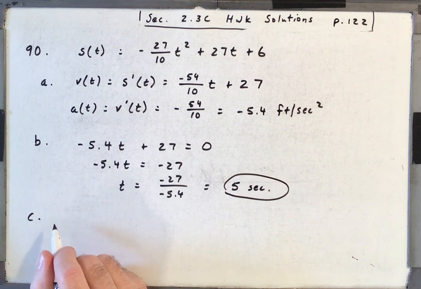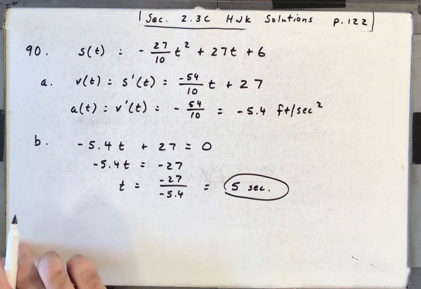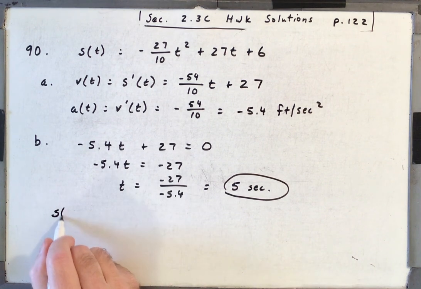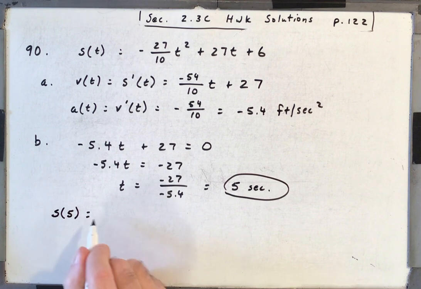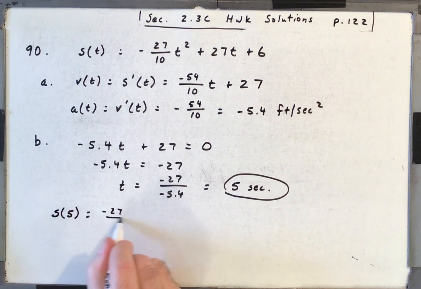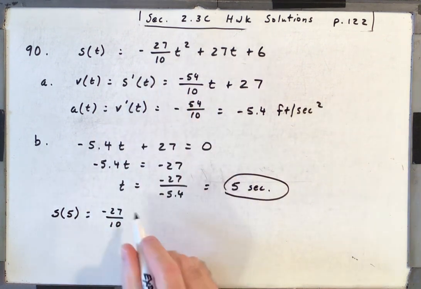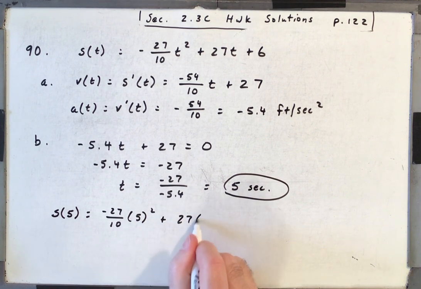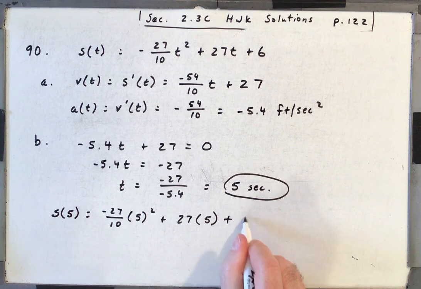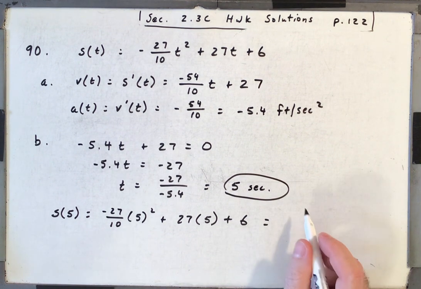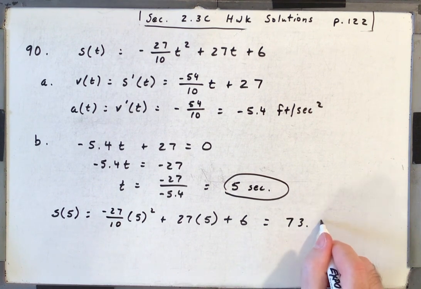And then part C says, or excuse me, what is the height? So that would be position. So s of 5, what's the height at 5 seconds of the rock? So that would be negative 27 over 10, we're going to use the position function, times 5 squared plus 27 times 5 plus 6. If your calculator doesn't betray you, that would be 73.5 feet.